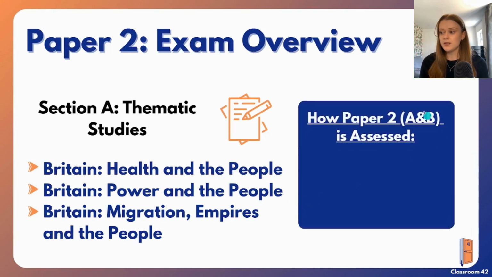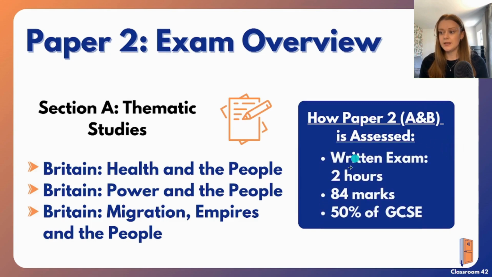For this paper, so sections A and B combined, this is a written exam and it is 2 hours long. It is 84 marks in total and it will make up 50% of your GCSE.